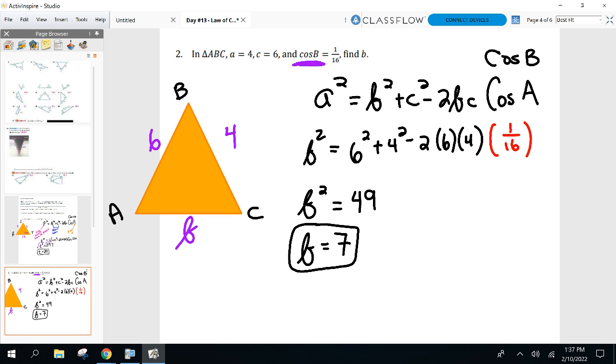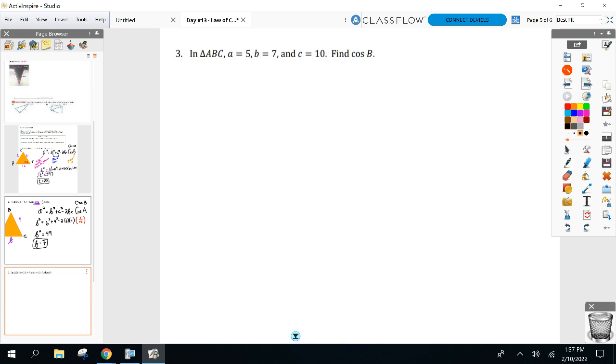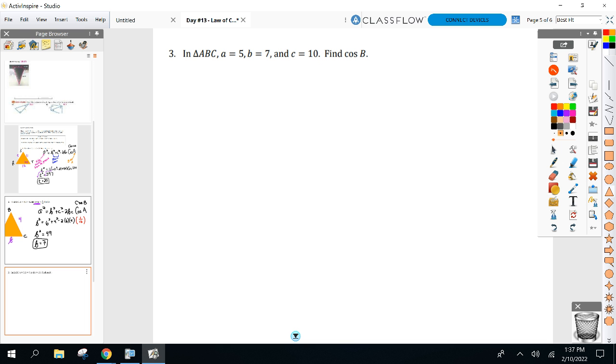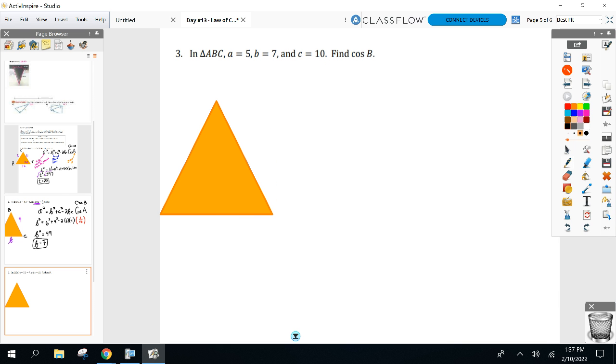All right. How's this next one different? I'm going to show you all the different types here we'll do. A, B, C.